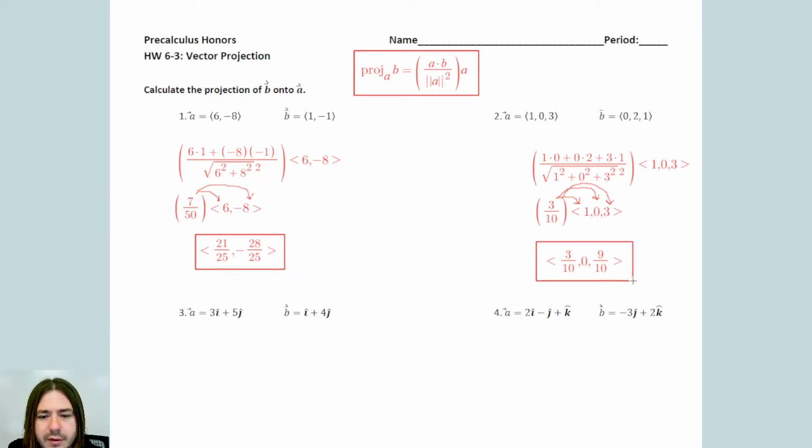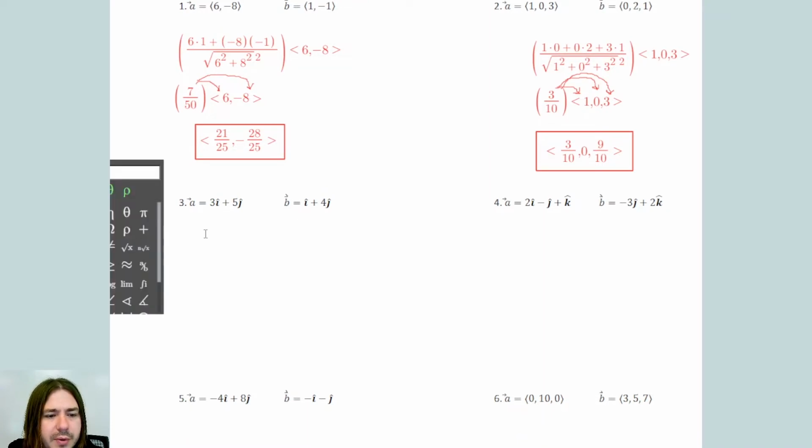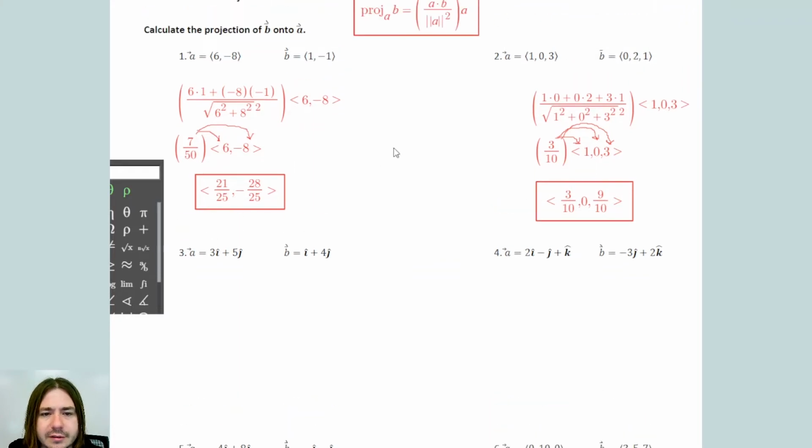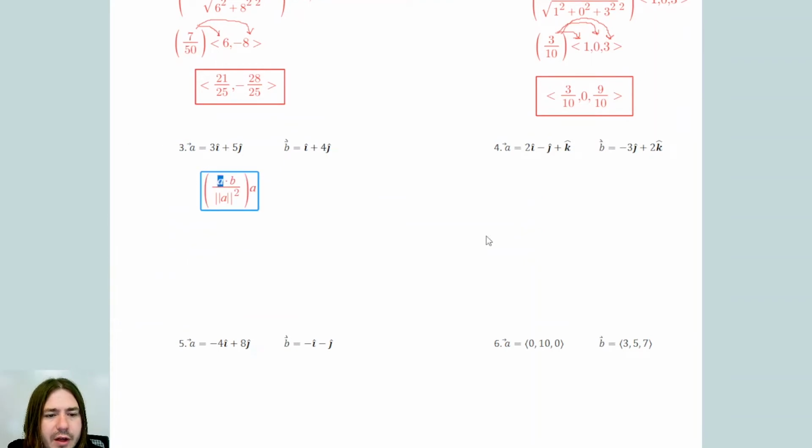Number 3, looks like we've got some two-dimensional vectors, and they're written in linear combination form rather than component form, but that's not going to really affect anything as far as how we're going to compute these. So for the dot product, if you don't see the coefficient on one of these, it's just going to be 1. And if we were missing, say, the j component, then you would just assume that that's 0. So 3 times 1 plus 5 times 4 is going to give me the dot product.